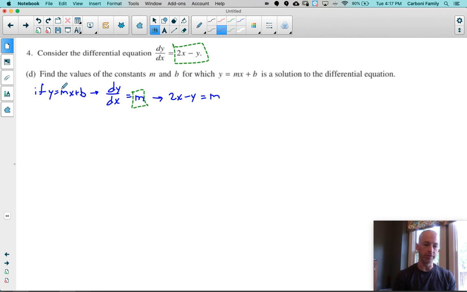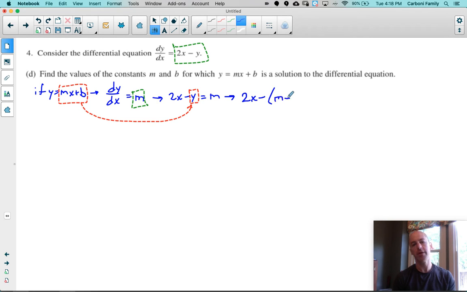And now I'm going to go even crazier. If I know that y is equal to mx plus b, then I could take that mx plus b and substitute it in here, which will give me 2x minus (mx plus b) equals m. I'm going to distribute that negative. 2x minus mx, not 2x minus 2m. So 2x minus mx minus b is equal to m.